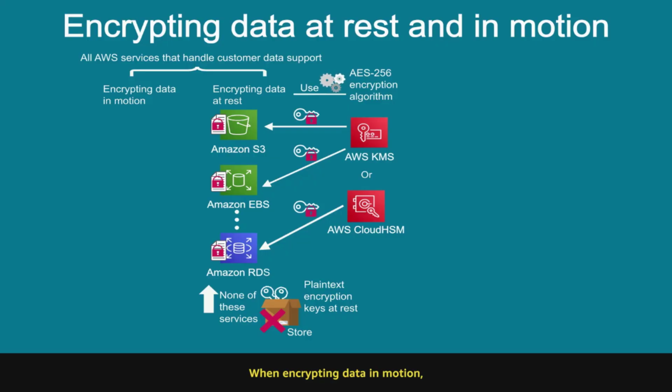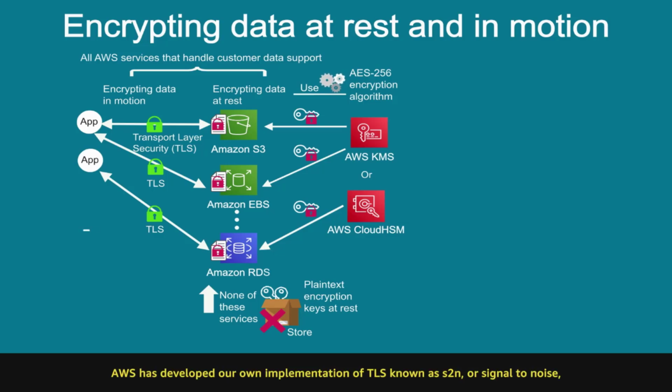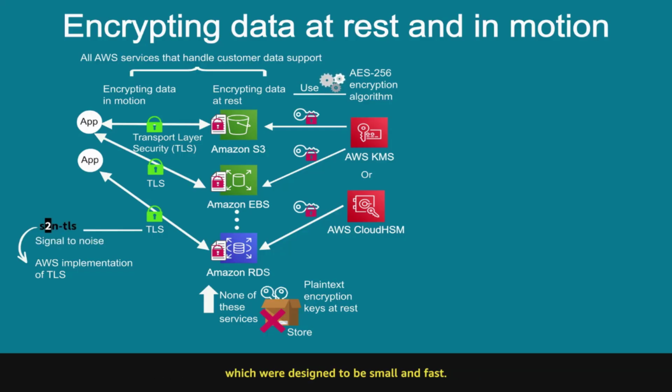When encrypting data in motion, AWS services use the Transport Layer Security (TLS) protocol to provide encryption between your application and the AWS service. AWS has developed our own implementation of TLS, known as S2N, or signal-to-noise, which we designed to be small and fast.